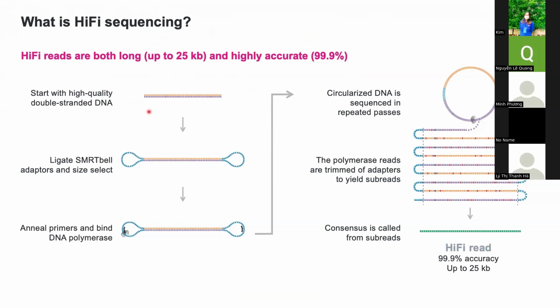So how do we generate HiFi reads? We usually start from high quality double-stranded DNA. Then we ligate the SMRTbell adapters on both sides of the double-stranded DNA.